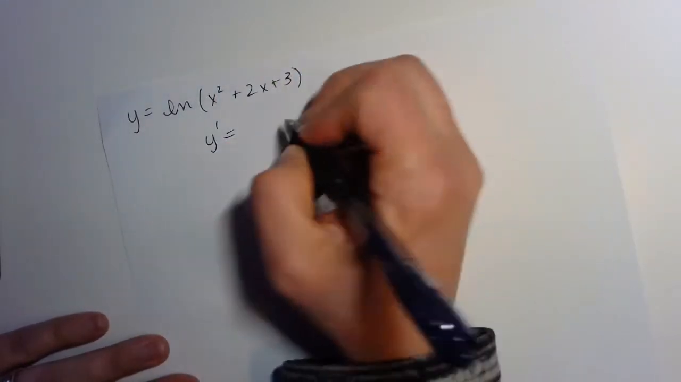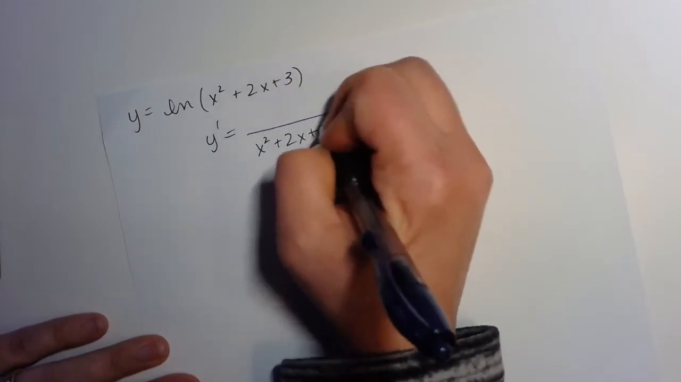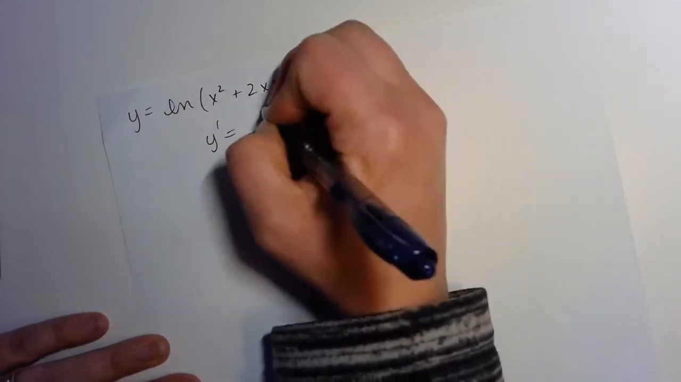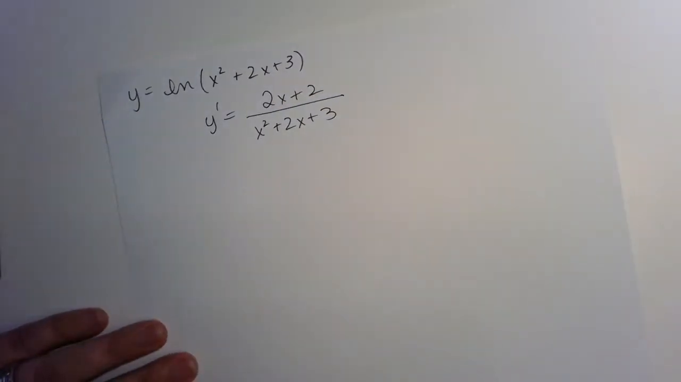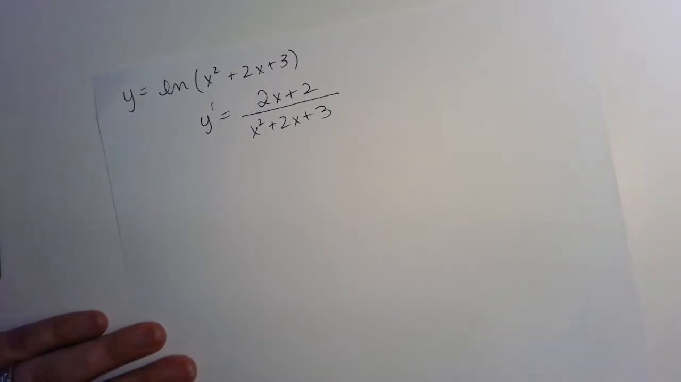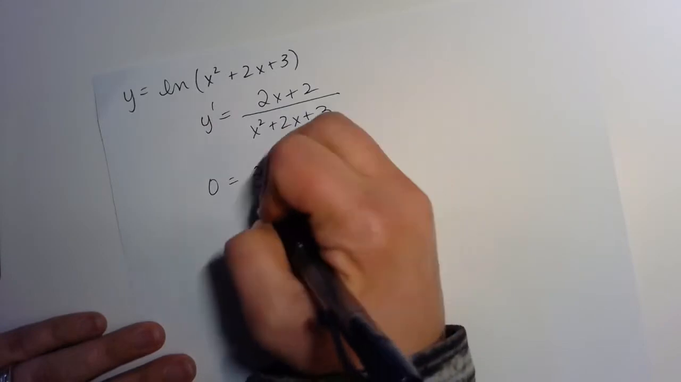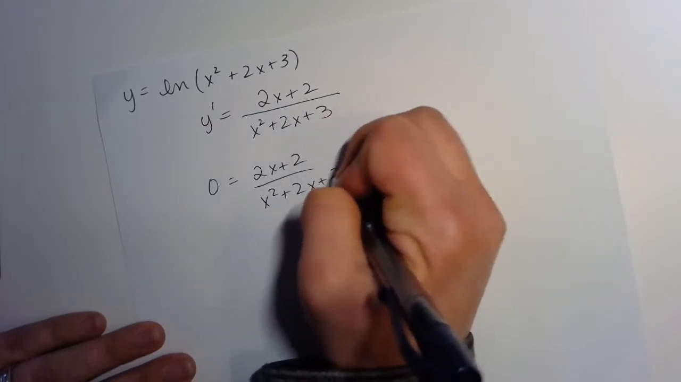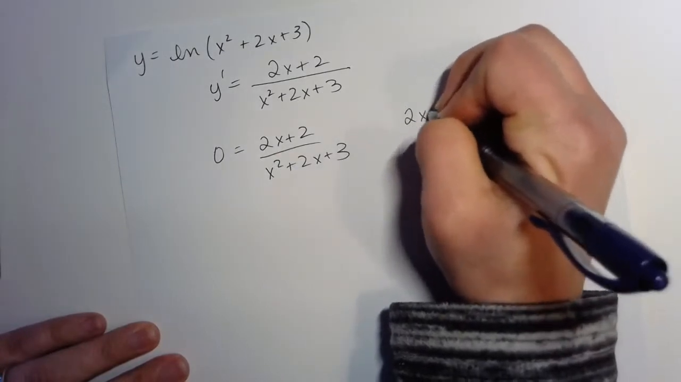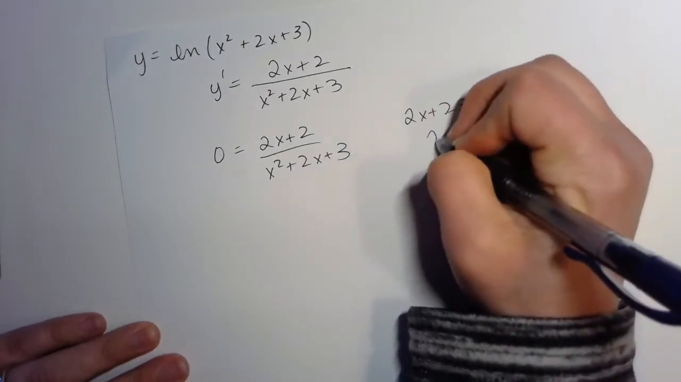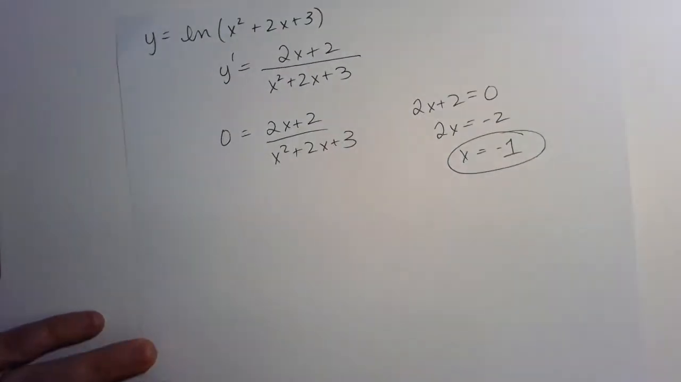Now y prime is equal to, right? So 1 over this, x squared plus 2x plus 3, all over the derivative of that, which is 2x plus 2. So this is very nice to find because it's all one nice neat fraction. So when I set it equal to 0, I know I'm going to get a 0 for my derivative when I set the top equal to 0. So this gives me 2x equals -2, which gives me x equals -1 is a critical number.